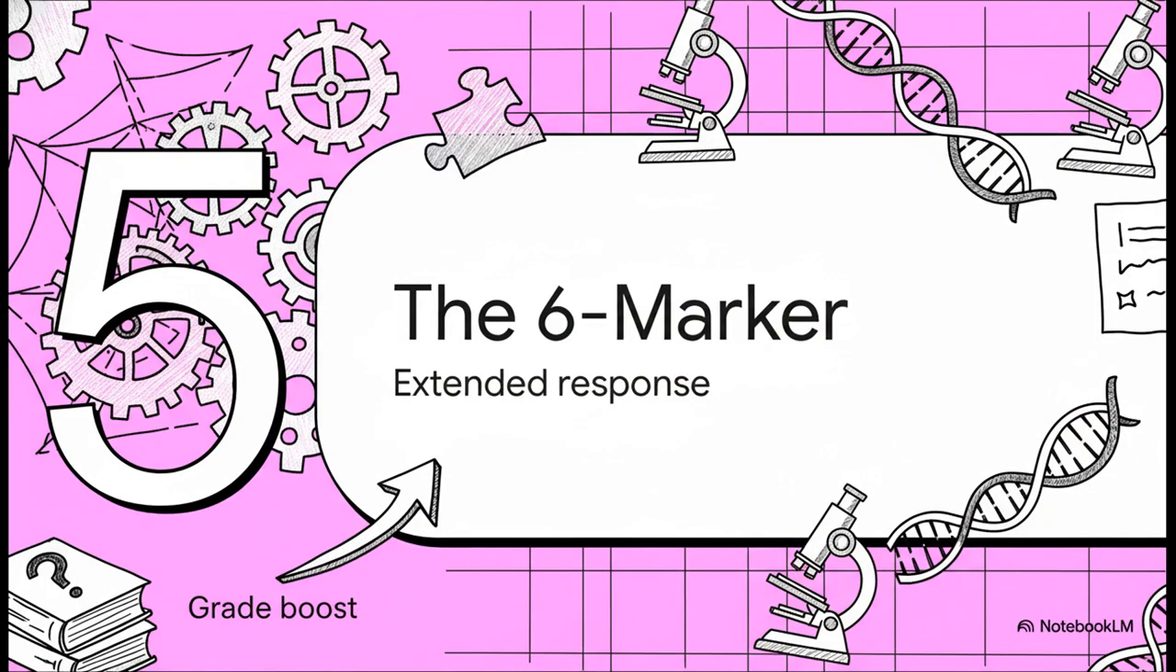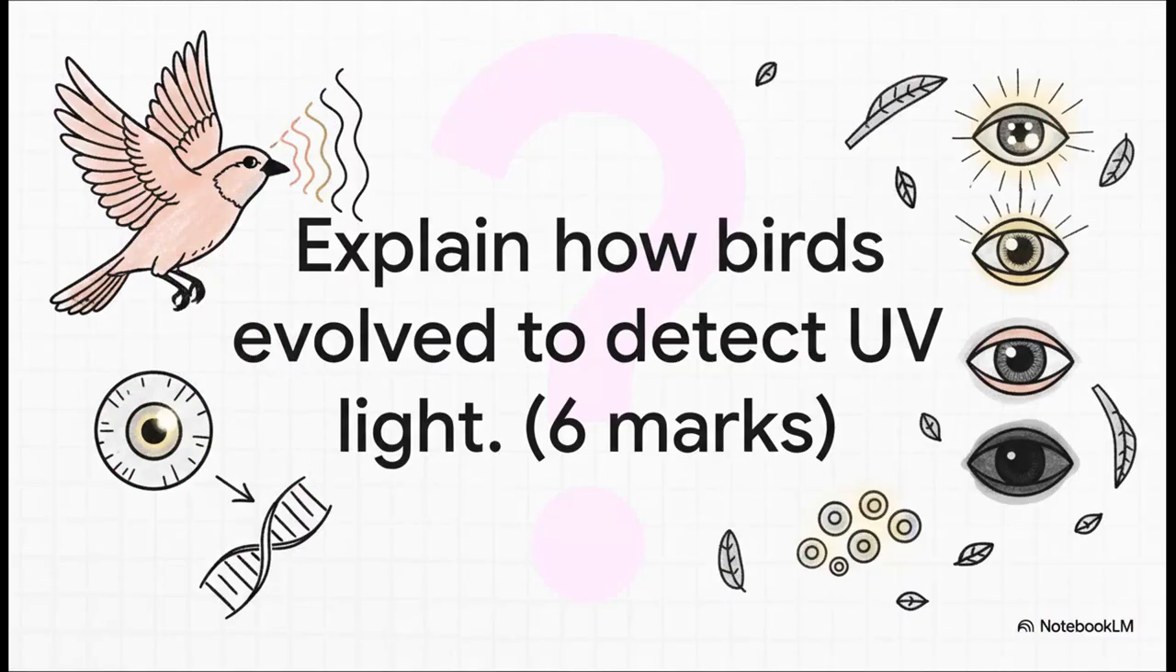And now, the main event, the big one, the question that can really separate the grades. Welcome to section 5, mastering the 6 marker. For this, structure isn't just important, it's everything. And here it is, for a whopping 6 marks. Explain how birds that detect UV light have evolved from birds that could not detect UV light.